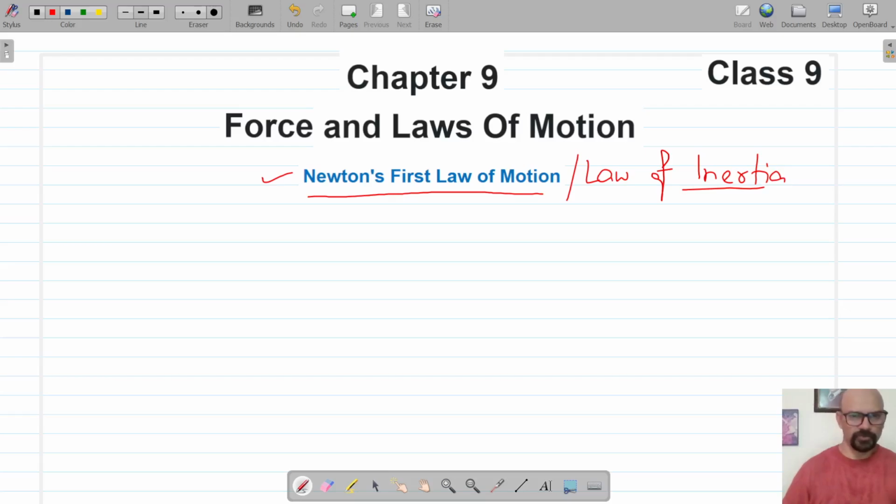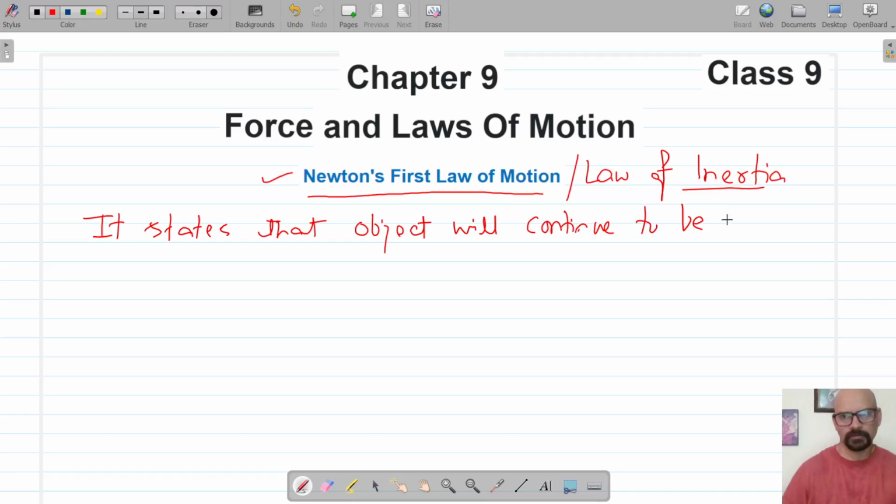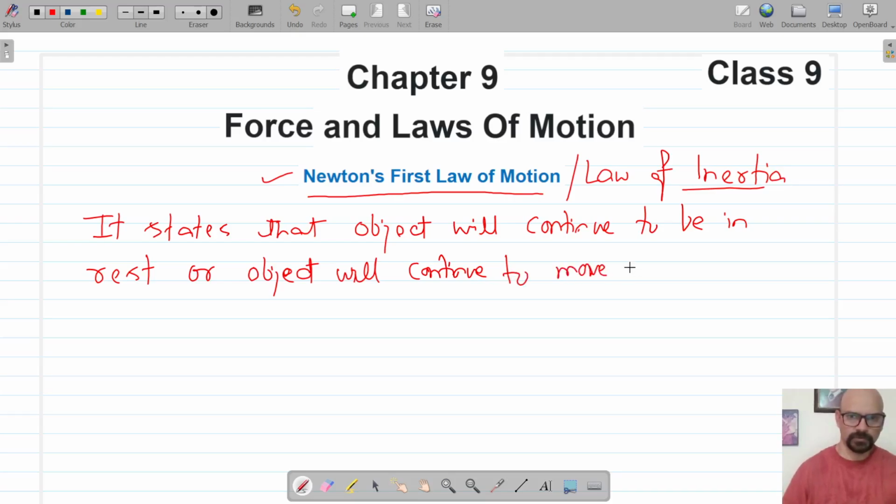So Newton's first law of motion states that an object will continue to be at rest, or we say that an object will continue to be in uniform motion in a straight line.